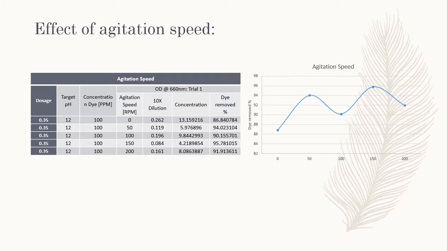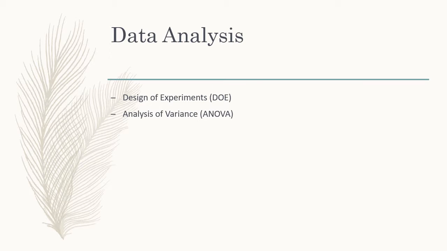Final parameter being agitation speed, giving us the most dye removal of 95.78% at 150 rpm, which concludes this experiment by giving us the best outcome at 12 pH with 0.35 grams of dosage and concentration of 100 ppm at 150 rpm. Moving on to the data analysis, this was found through design of experiment and analysis of variance.